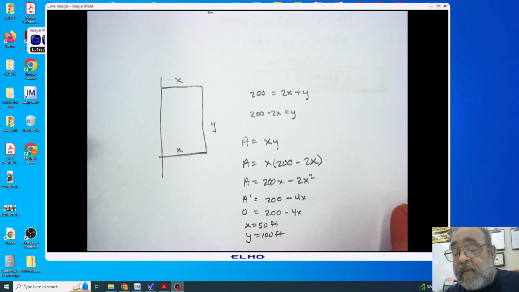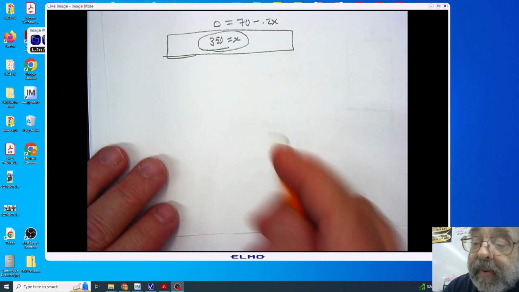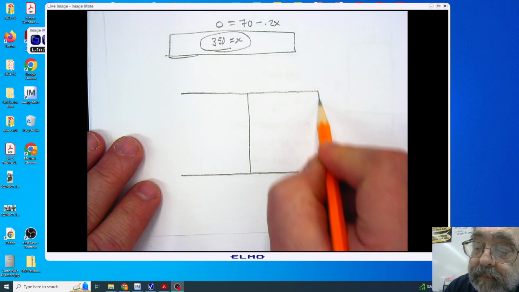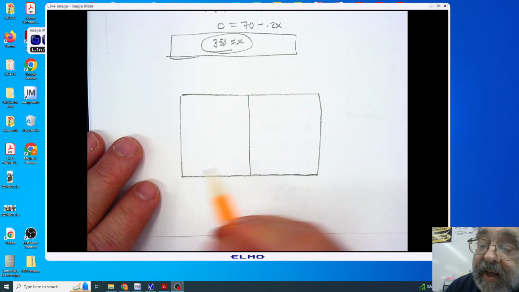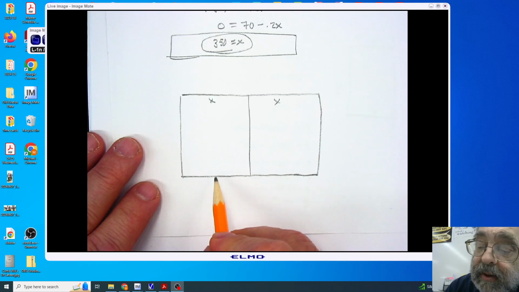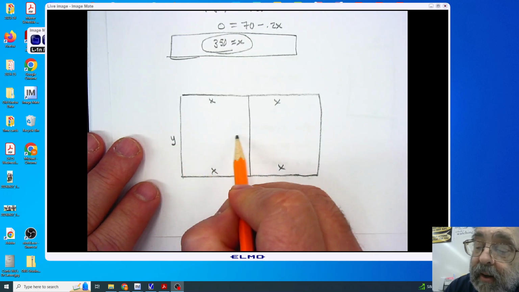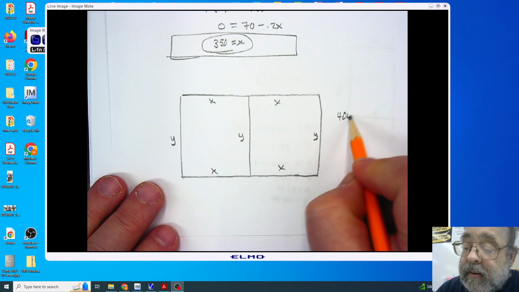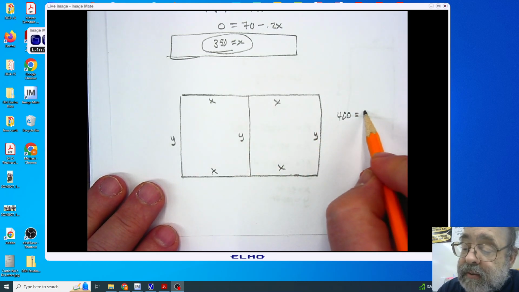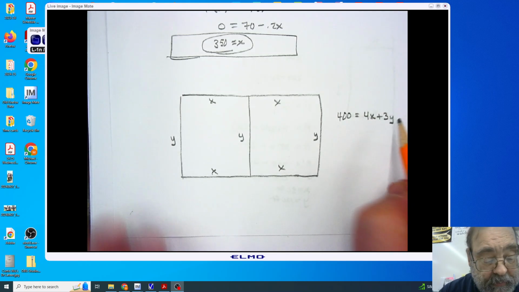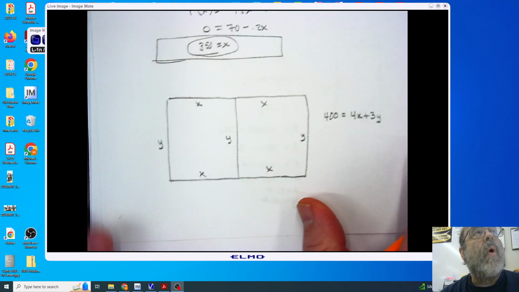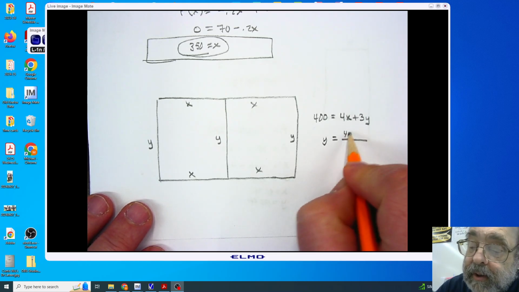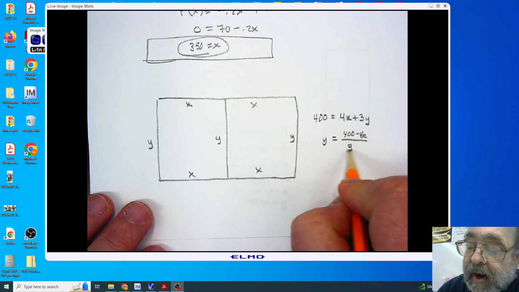Let's compare that with number 4. Making 2 pens that share a side, that are identical. Well, if that's the case, I have an x and an x, an x and an x, y, y, and a y. That tells me that the 400 has to equal 4 x's plus 3 y's. And I decided once again to solve for y. So when I solve for y, my y turns out to be 400 minus 4x divided by 3.